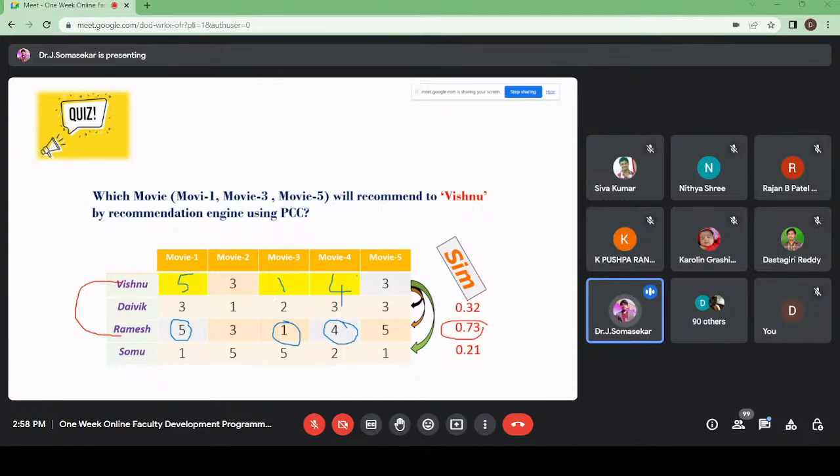Now we have to look for which movies are going to be recommended to Vishnu. I already said the minimum should be a rating of 4. That is the threshold value we have fixed for recommendation. Of course, you can fix 3 also. It depends on your company requirement, maybe on the developer. But here, as per the scope of the session, I have fixed 4.